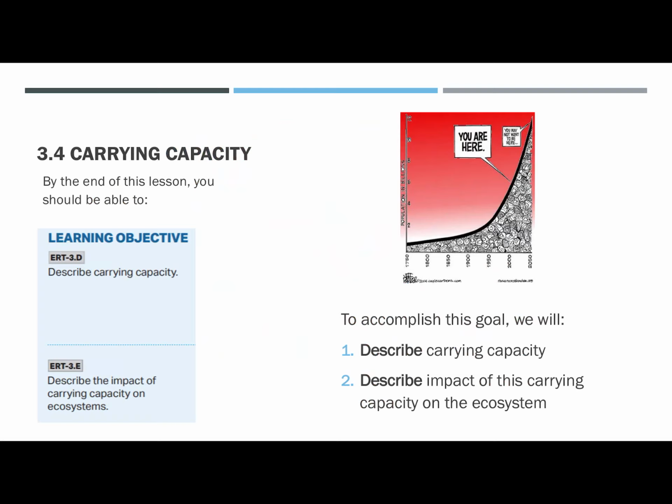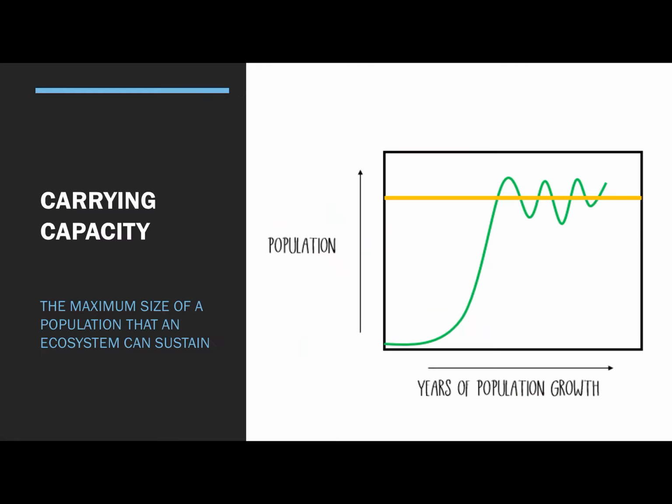So, carrying capacity. By the end of this lesson, you should be able to describe carrying capacity and describe the impact that carrying capacity has on an ecosystem. To accomplish this goal, we're going to first describe what carrying capacity is, and then describe the impacts that carrying capacity can have on an ecosystem. This is really closely related to population density, survivorship curves, many of the things we've been discussing.